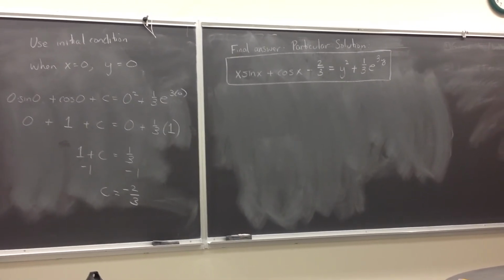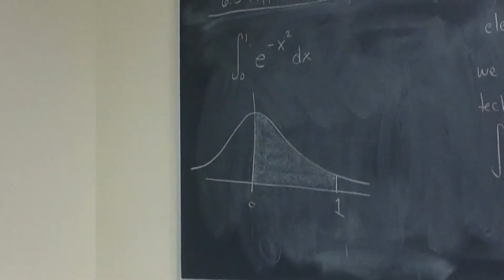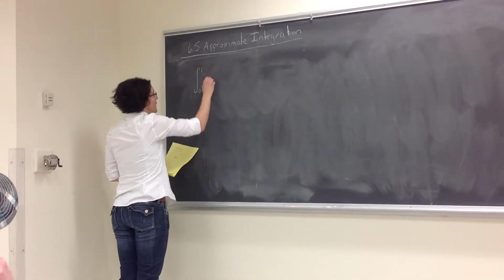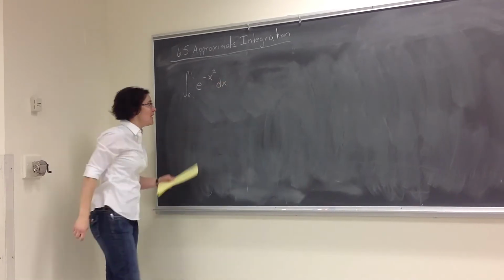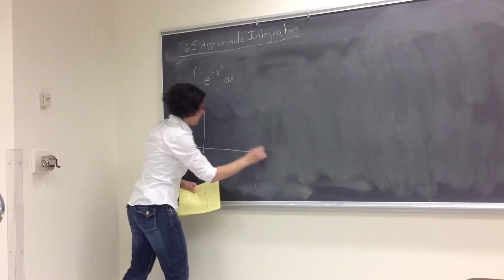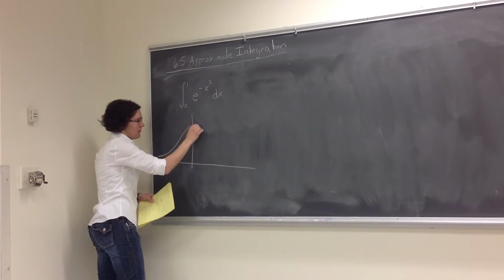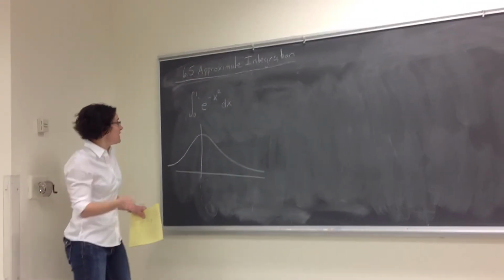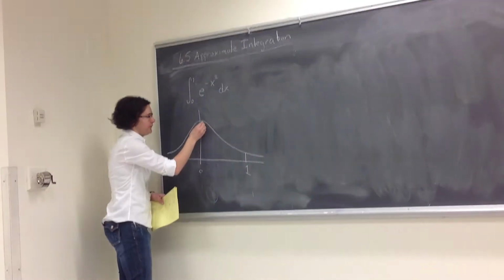Okay, other questions about this particular example, number 11? Integral from 0 to 1 of e to the minus x squared dx. And we looked at the graph of this function, e to the minus x squared. It looks something like this, roughly the shape of the bell curve. And we were interested in the area starting at 0 and ending at 1.